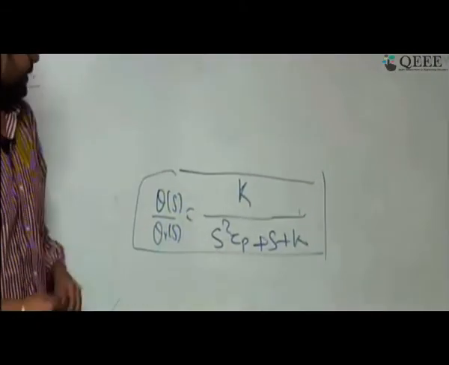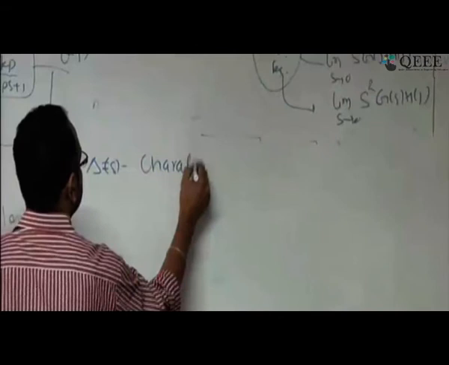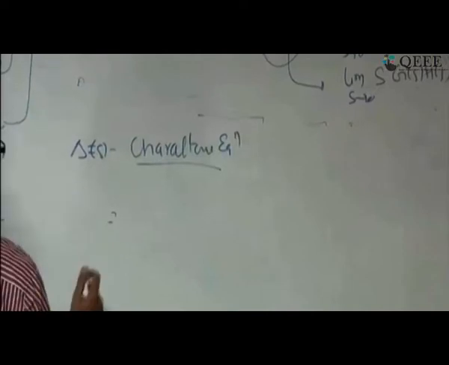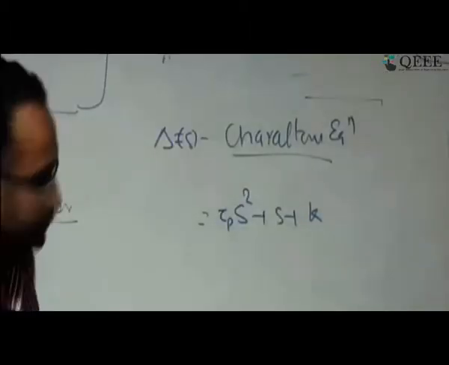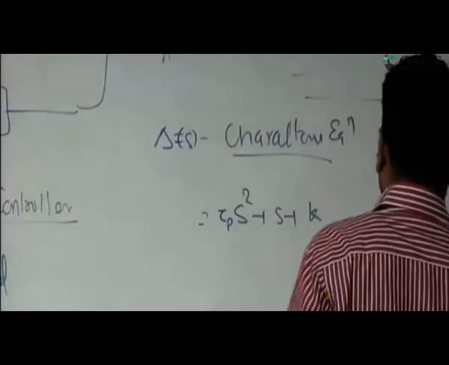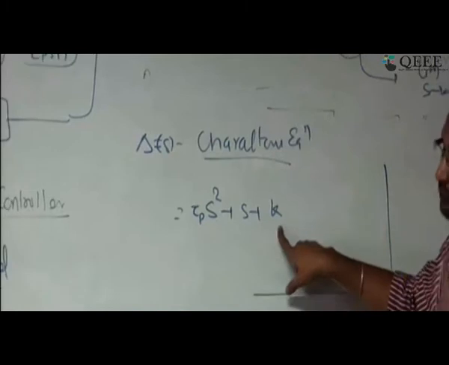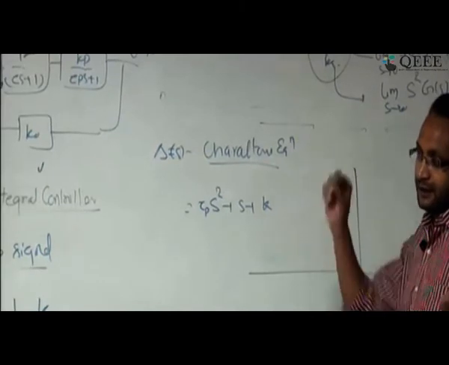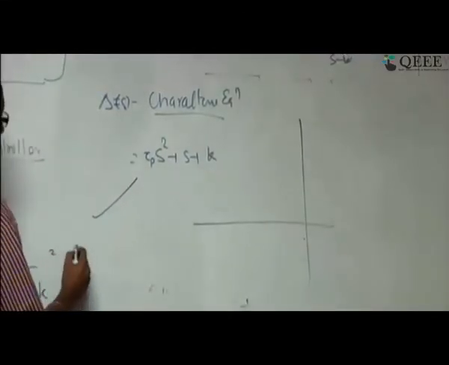This is my denominator, so my characteristic equation is this. This is my transfer function, and the characteristic equation is s squared tau p plus s plus K. Now, this K consists of the multiplication of all the gains, including Ki. That's why this K is varying. I want to understand what will happen when I vary Ki. If you look at it, this is a second order system.